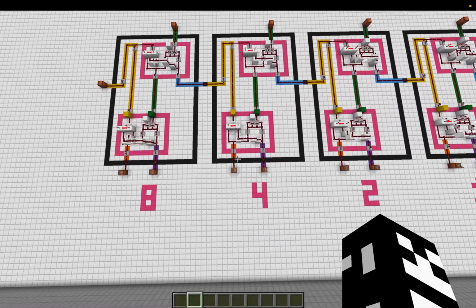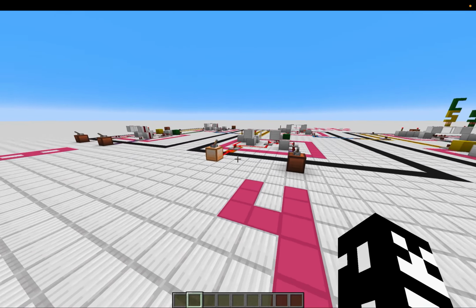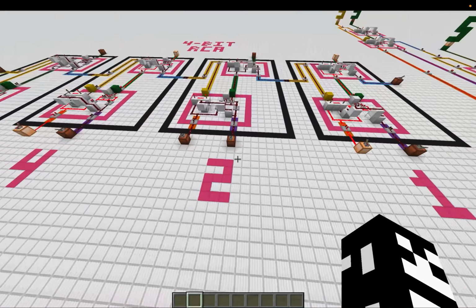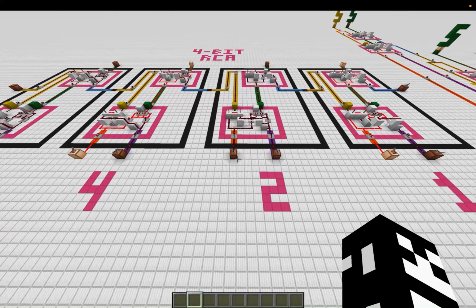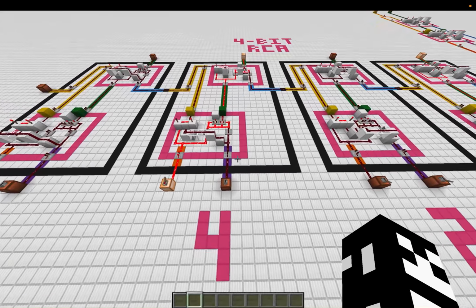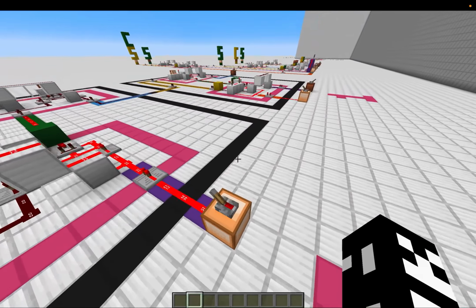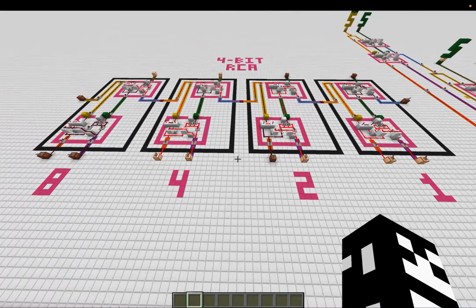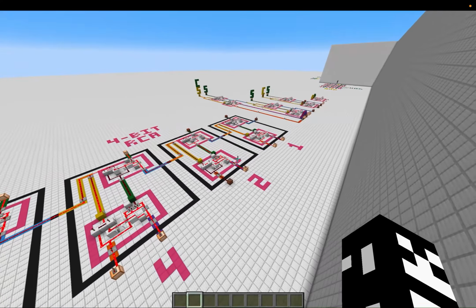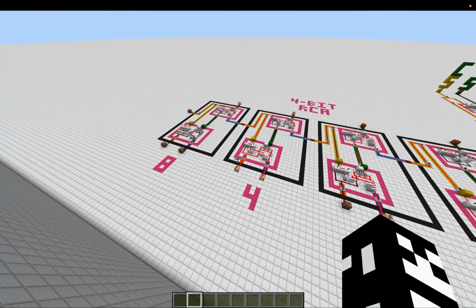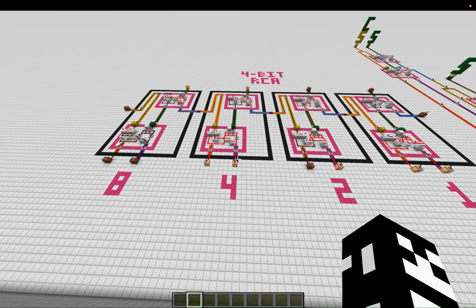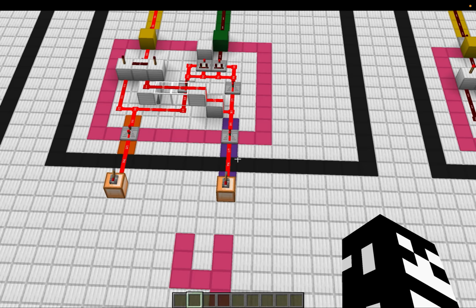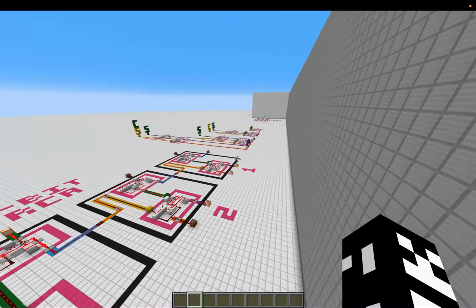Let's set x to 5. So I have for now just 4. Let me add 1. Now we have x set to 5. Let's set y to 7. 4 plus 2 plus 1 is 7. So here I have x set to 5. 1 plus 4 is 5 on orange side, and on purple side, which is y number, it's 4 plus 2 plus 1, which is 7.